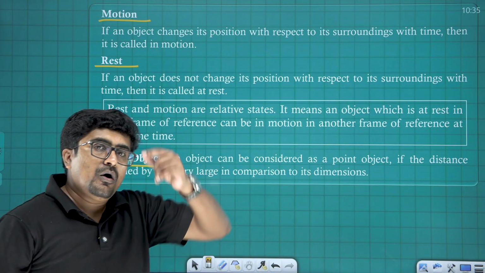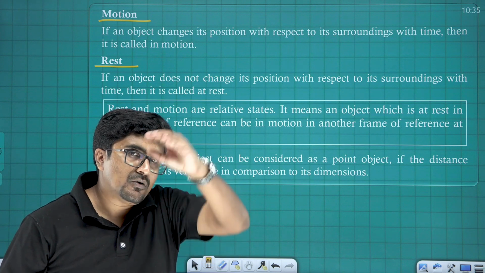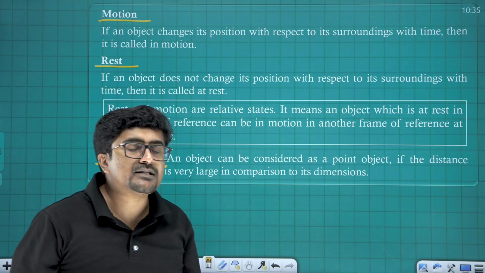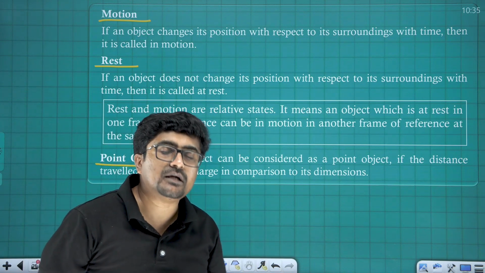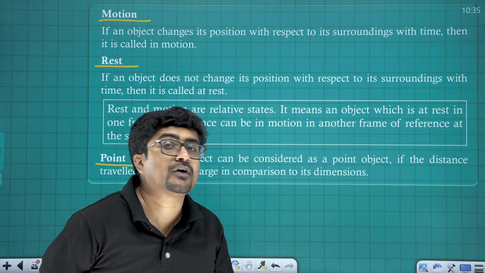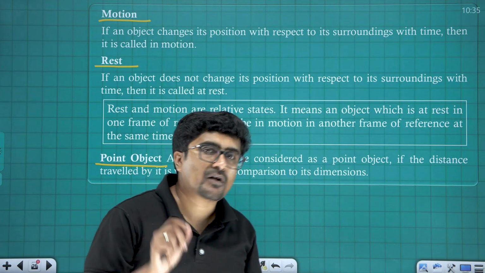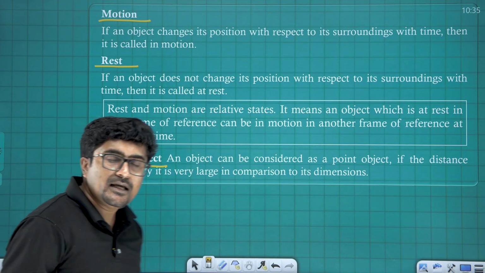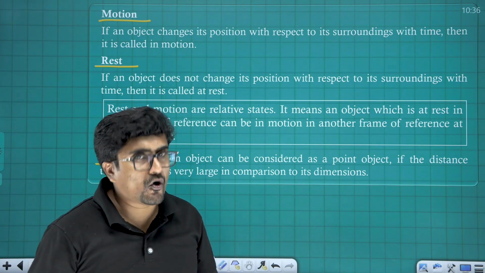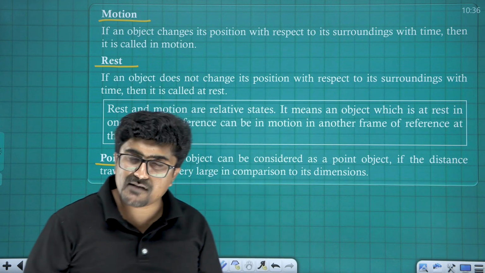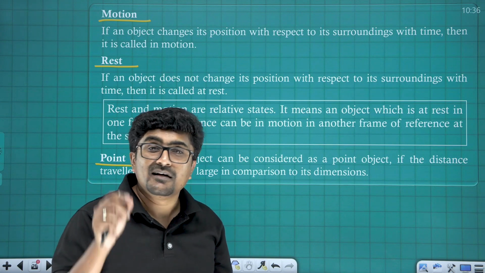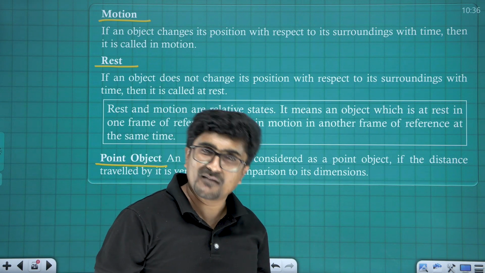Now I would like to repeat these two concepts once again. Rest and motion completely depend upon the frame of reference. That means with respect to a frame of reference, if a body is in a state of rest or motion, it is not mandatory that the state of motion or rest needs to be the same with respect to another frame of reference. The next one is point object. If the distance traveled by the body is very much greater than the size of the object, then it is treated as a point object. For example, if a train starts from Kashmir to Kanyakumari, in that case the train can be treated as a point object.